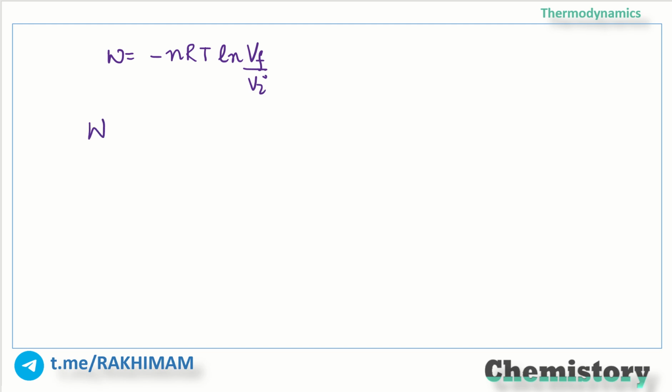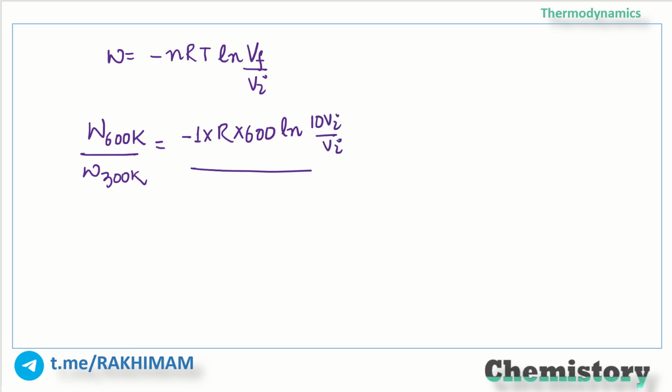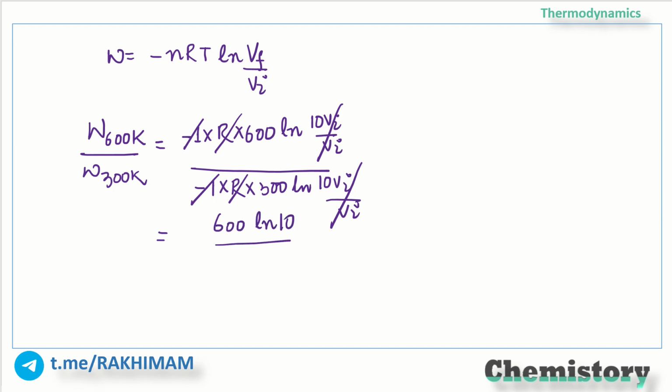So if we just calculate work done at 600 Kelvin to work done at 300 Kelvin, that is equal to minus 1 into R into T, which is 600, ln V final, which is 10 times of V initial, by minus 1 into R into 300 ln 10 times of V initial by V initial. So this cancels out. Minus with minus also cancels out, R with R also cancels out. So what are we then left with over here? It's 600 ln 10 by 300 ln 10.